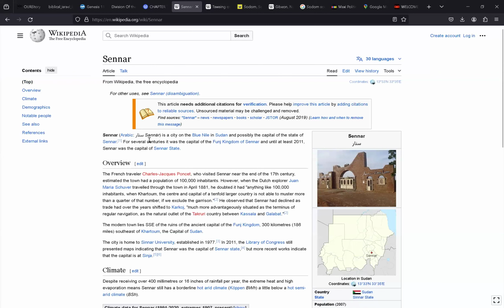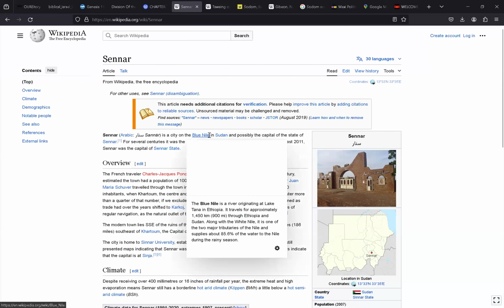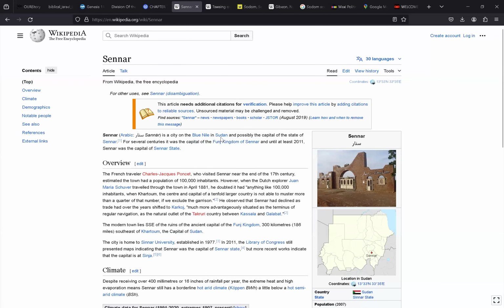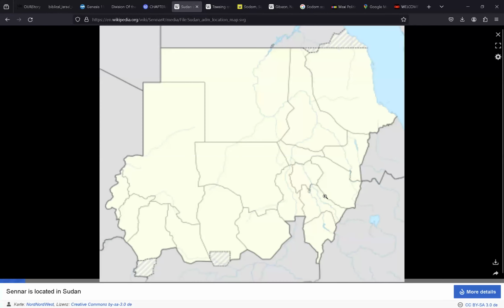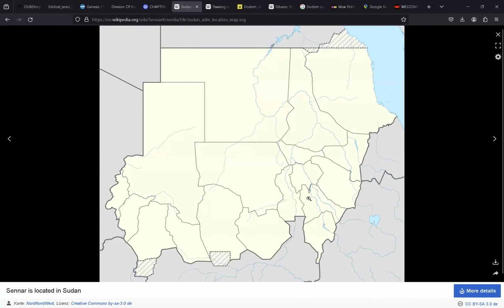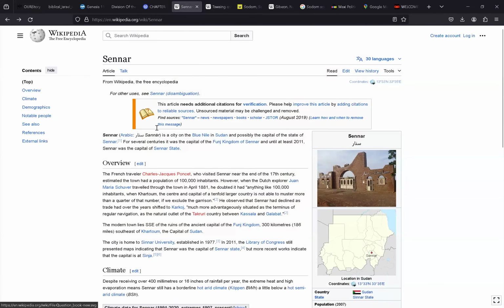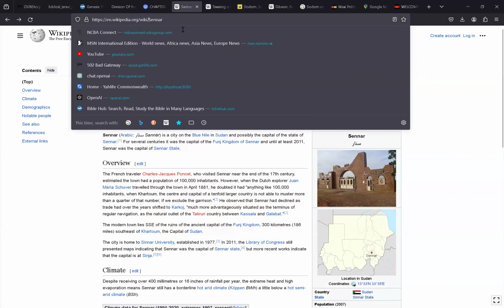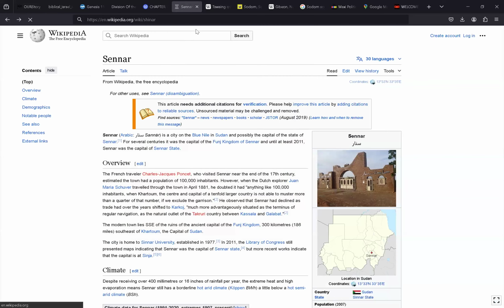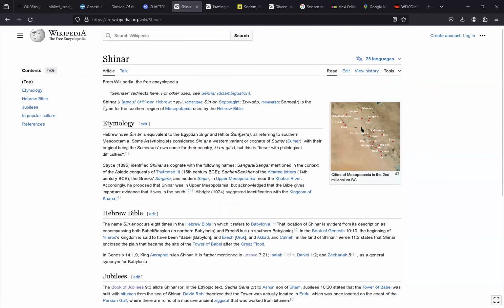So Sennar is a city on the Blue Nile in Sudan. And here it is on the map, right? It's on the Blue Nile in Sudan. And it's spelled differently, but there are different spellings of Shinar based upon what language you're speaking. Even if I go to the Hebrew, they've made up Shinar. Shinar, right?